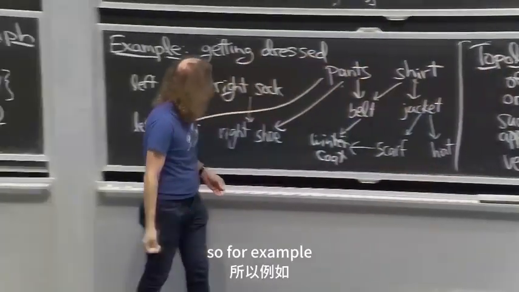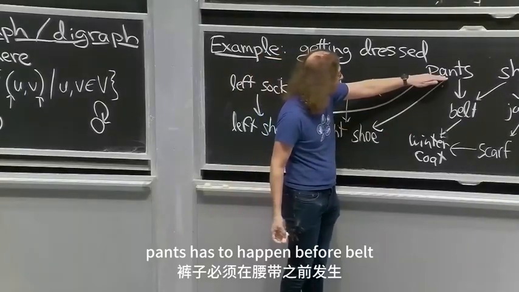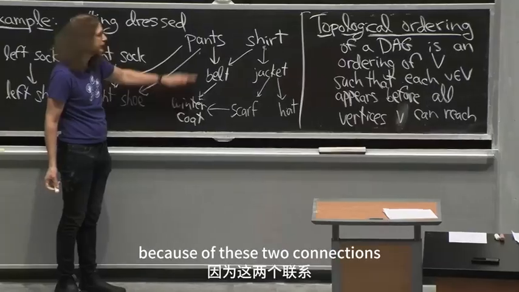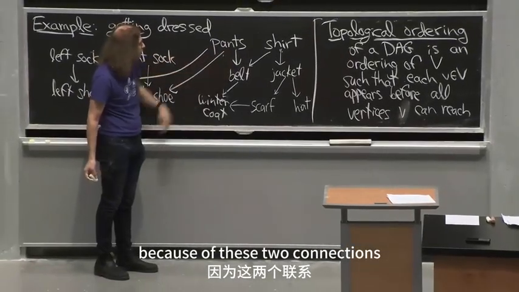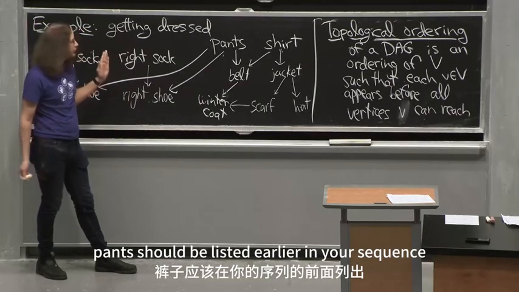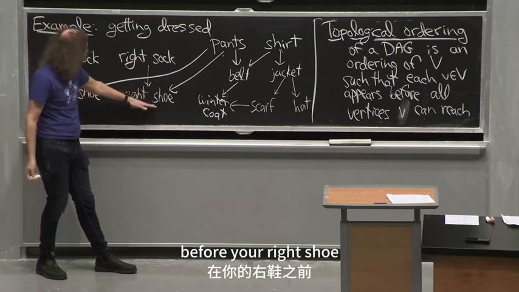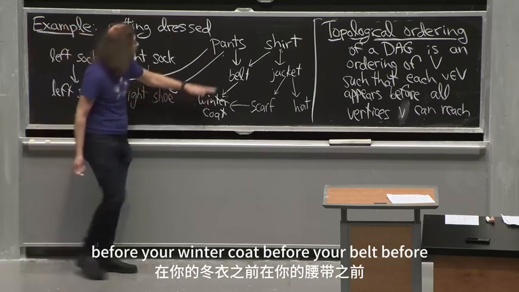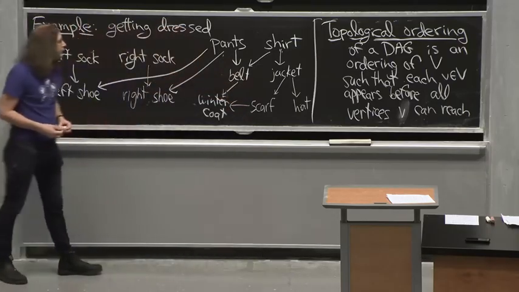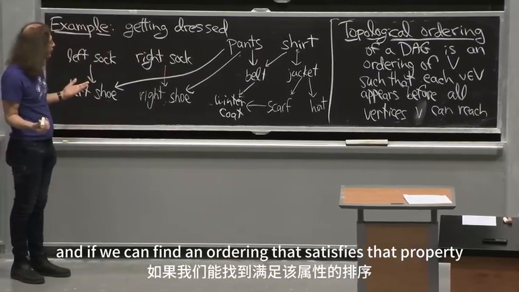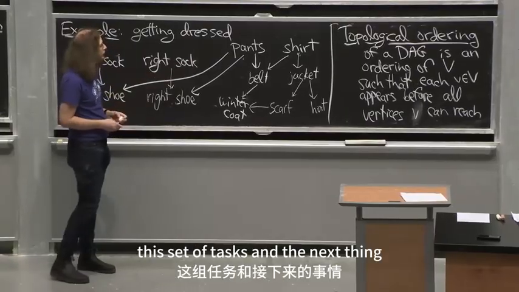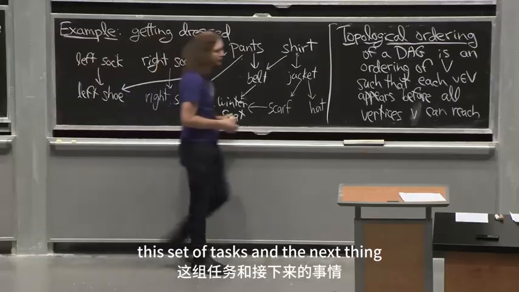So, for example, pants has to happen before belt, but also pants has to happen before your winter coat because of these two connections. And pants has to happen before shoes. So pants should be listed earlier in your sequence before your right shoe, before your left shoe, before your winter coat, before your belt, that's it for pants. Okay, and if we can find an ordering that satisfies that property, then that would be a legitimate way to execute this set of tasks.